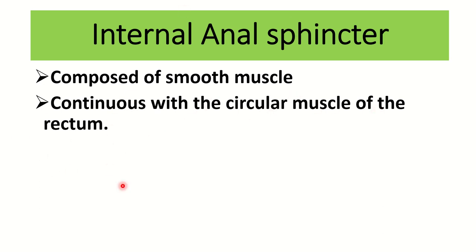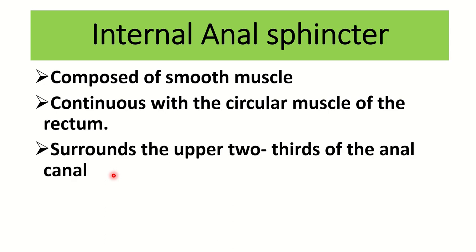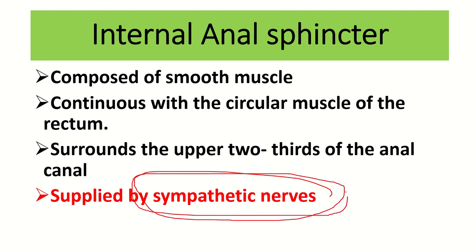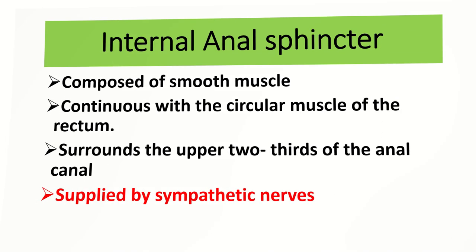So the internal anal sphincter is nothing but the circular muscle of the rectum, and it surrounds the upper two-thirds of the anal canal. So the upper two-thirds of the anal canal is covered by the internal anal sphincter, and it is supplied by the sympathetic nerve. This point is very important, and this nerve supply is a frequently repeated question in different types of exams.